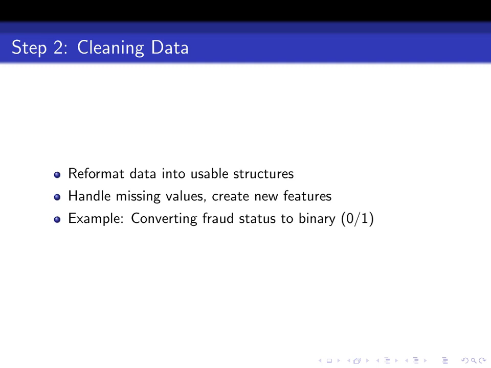Moving to step 2, cleaning data. This step is about reformatting data into usable structures, handling missing values, and creating new features. An example here would be converting fraud status into a binary format. 0 for no fraud, 1 for fraud.